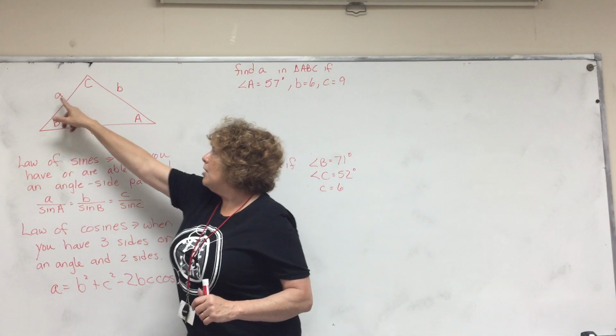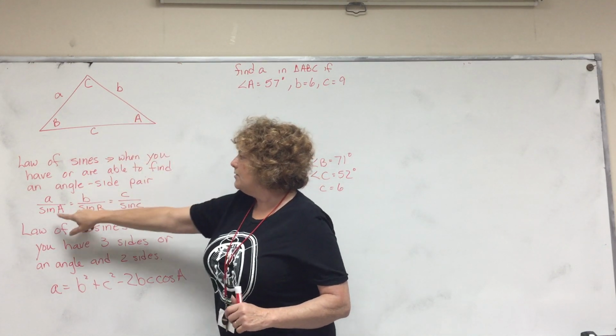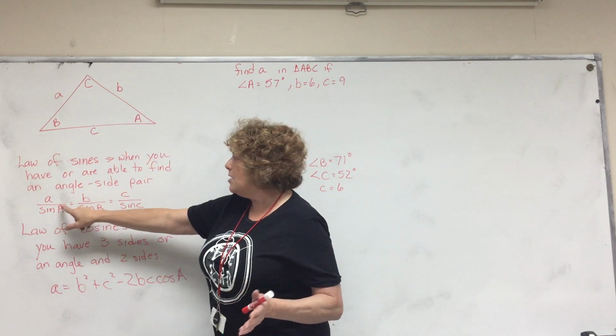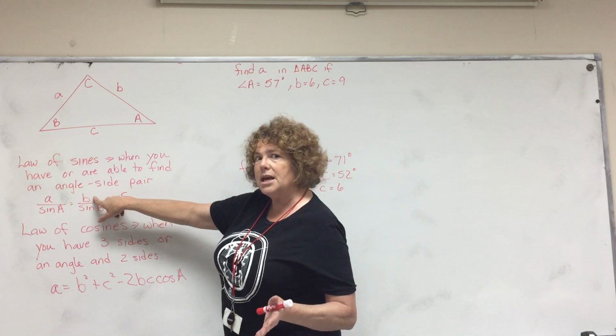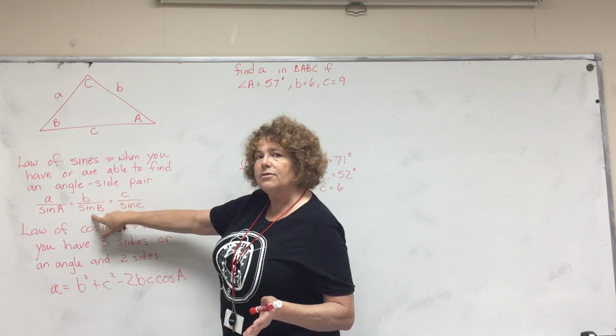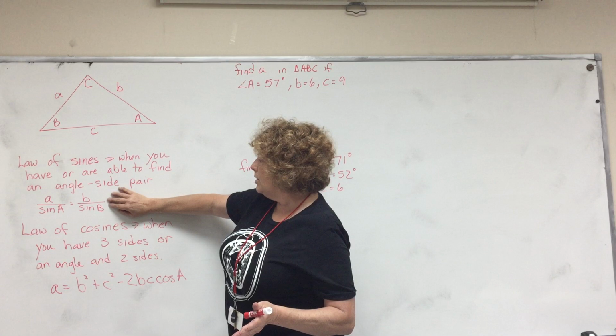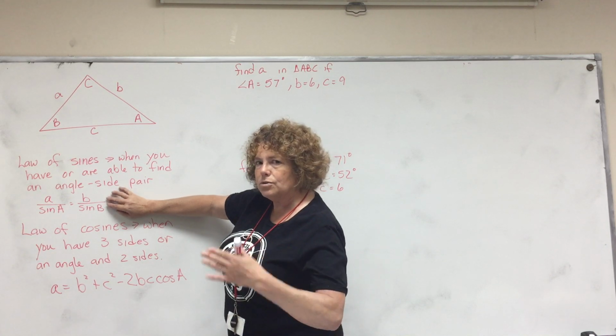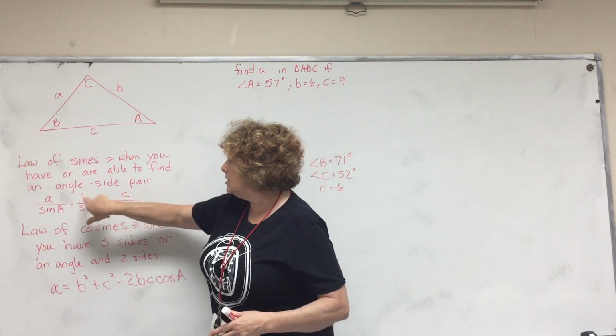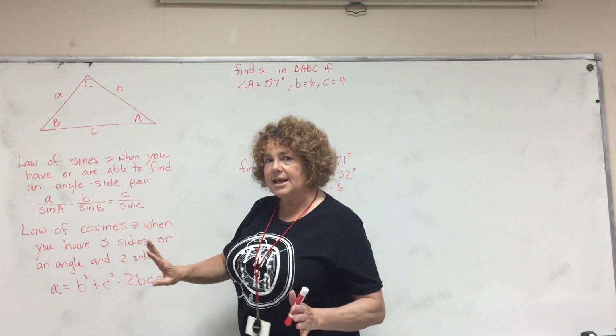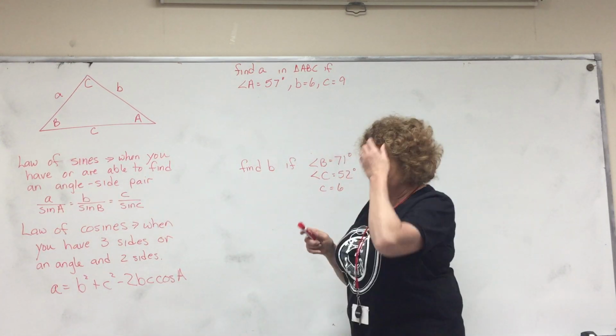The side across from angle A divided by the sine of A equals the side across from angle B divided by the sine of B. So you only use 2 at a time. You don't have an equation with 3 going across. So once you do this and find B, then you can do that and find C. And I'm going to do an example.